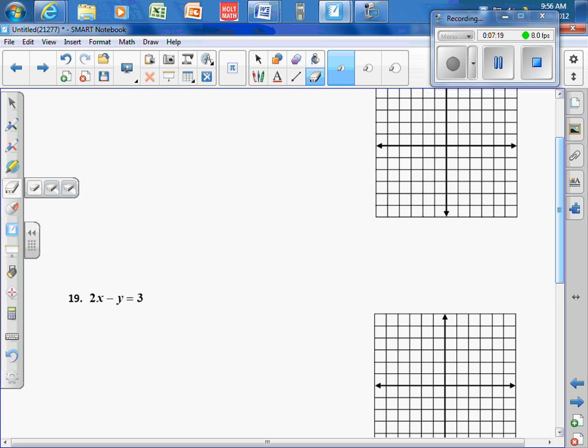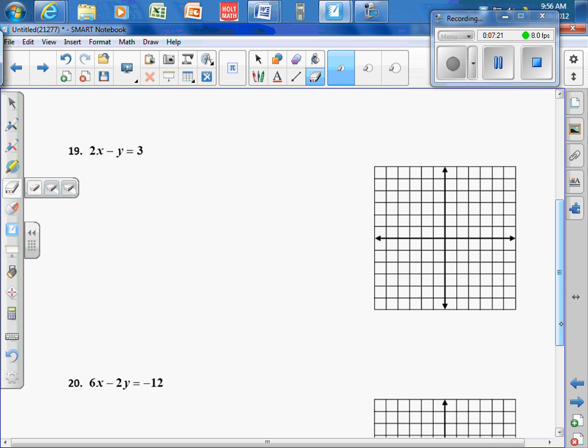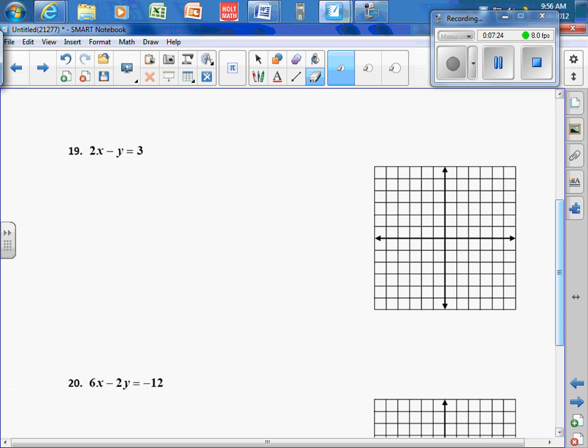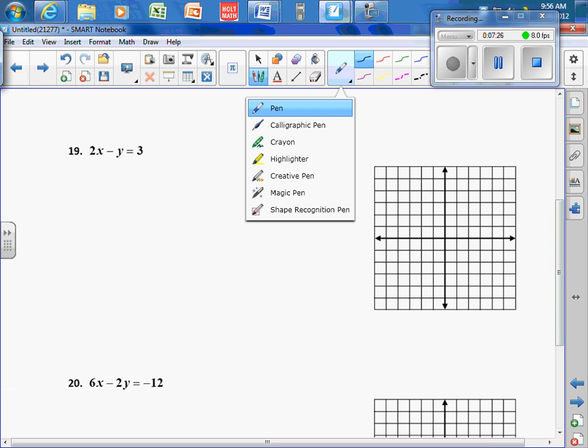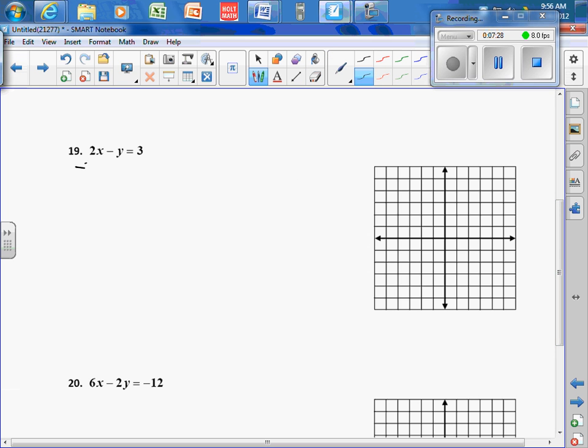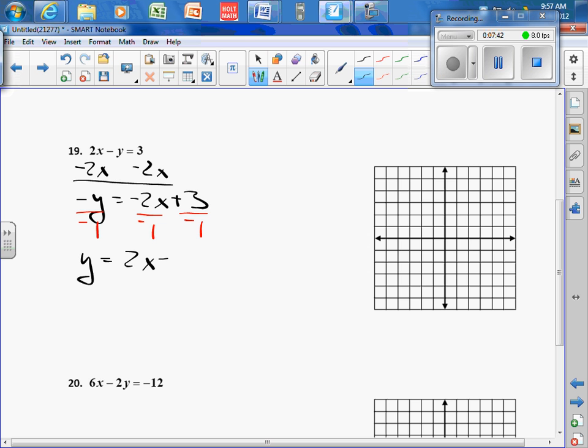Number 19, we need to solve for y first, so we subtract 2x from both sides. We get the opposite of y is equal to negative 2x plus 3. Divide by that coefficient of negative 1. And we get y is equal to 2x minus 3.